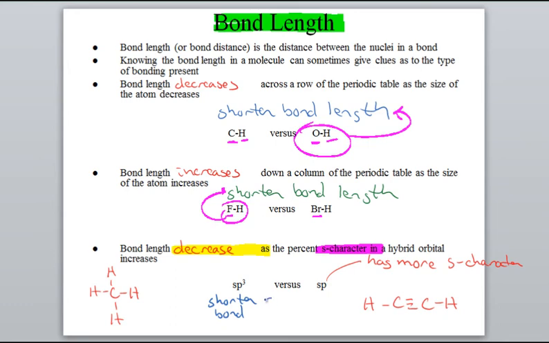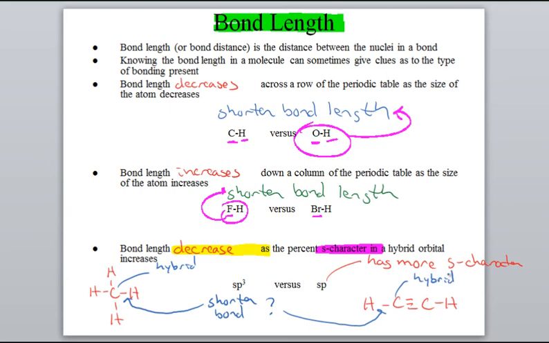The question is, which one has shorter bonds? In particular, this only has CH bonds, so compare that CH bond to that CH bond. To answer this question, you need to know the s character. What's the hybrid orbital that's used to make that CH sigma bond? And what's the hybrid orbital here that's used to make that CH sigma bond?